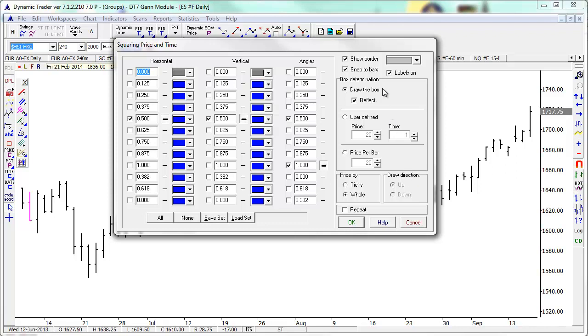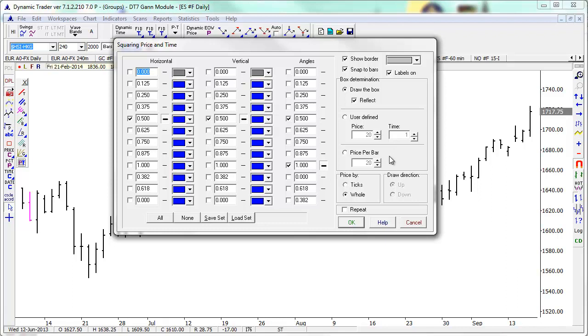But instead of drawing the box, you can just define the 1-by-1 angle as a certain amount of price per time, maybe 20 ticks or 20 points per 1 point in time. It might be an odd number. It might be 25 points in price by 12 points in time, something that you've discovered for that particular market. Well, we allow you to put in any relationship of price and time to do this Gann geometry.